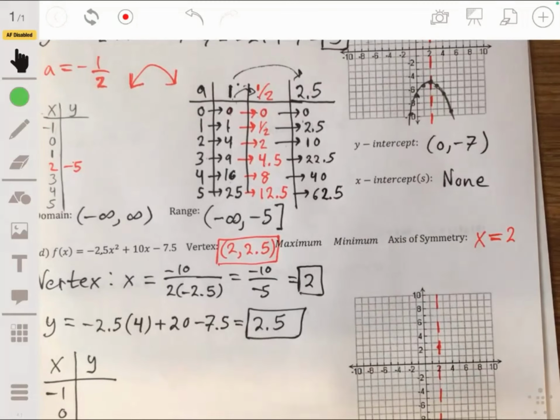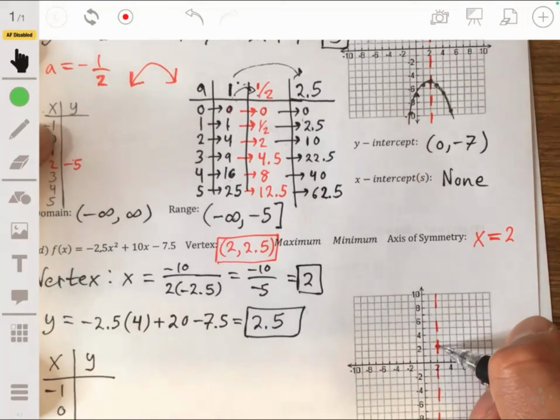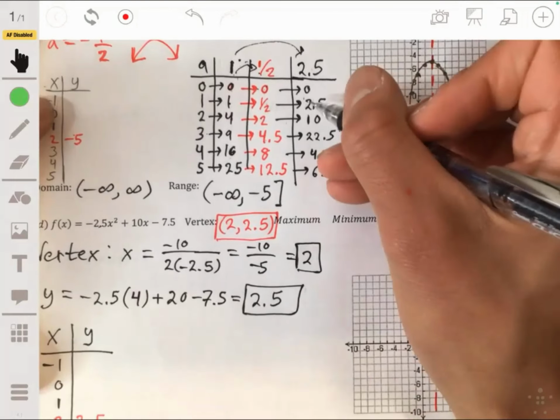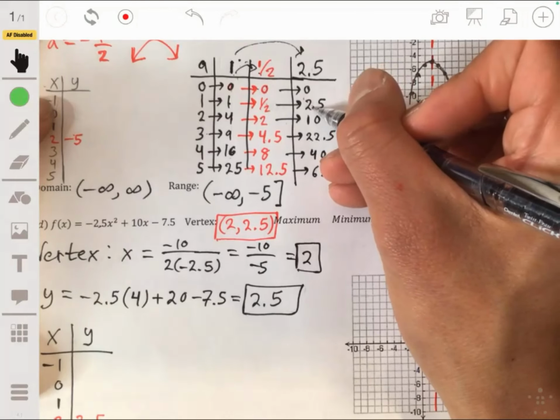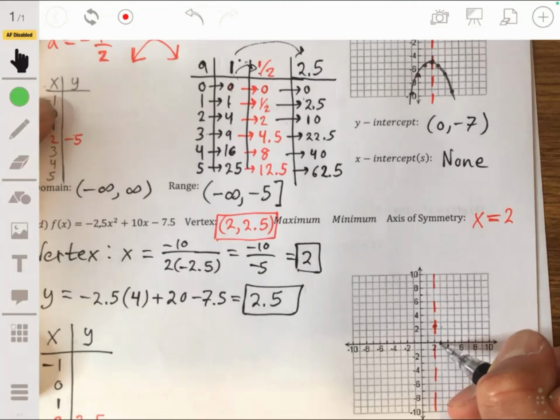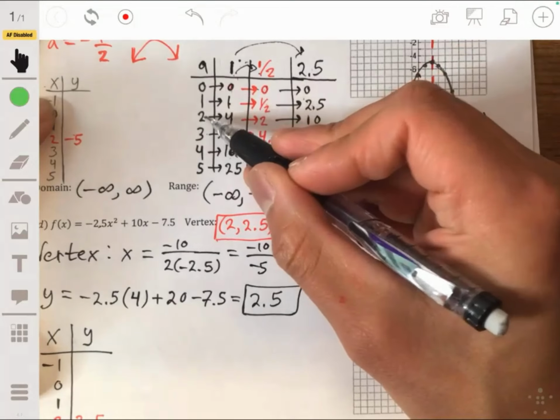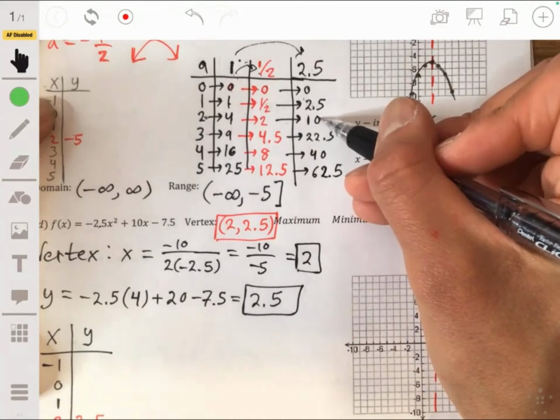But let's look at the first one. So 0, 0, 1 unit to the right, we're going to go down 2.5. So then going over 1, we're going to go down 2.5. That'll be right at our vertex, or right at the x-intercepts. We go over 2 units, then we go down 10.